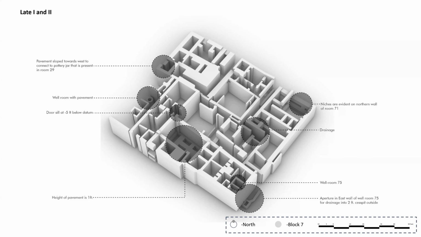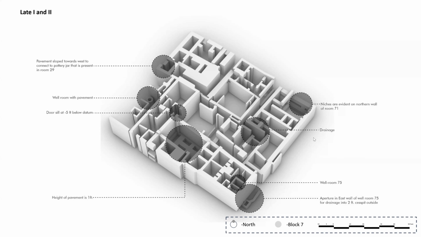Then there are well rooms present, and on the extreme right hand side, you see there is an aperture in the east wall of well room 75 for the drainage, and then there is a cesspit that is 2 feet. So we are trying to relate all the details that we have and understand how the drainage, how the walls, how the columns, foundations, and everything is working.